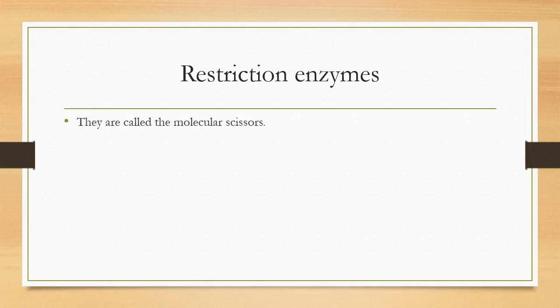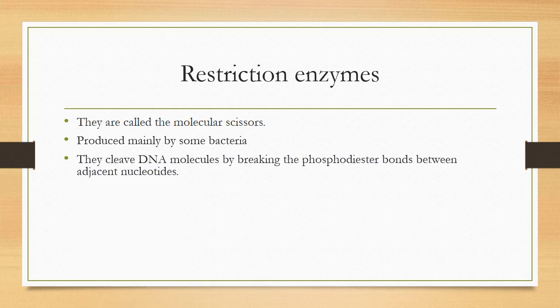As their function suggests, they are called molecular scissors, and they are produced mainly by some bacteria for protection, for defense against external forces in the environment. They cleave DNA molecules by breaking the phosphodiester bonds between adjacent nucleotides. We are well aware that successive nucleotides bond together with one another through phosphodiester bonds. So what happens when these bonds are broken? We no longer have DNA, but rather we have nucleotides.